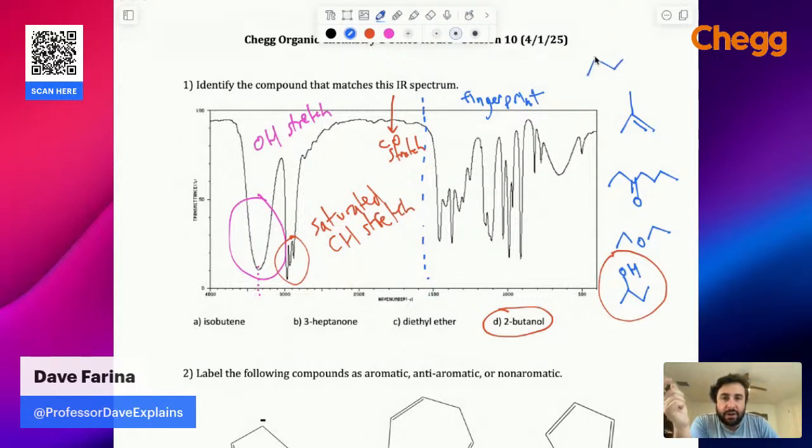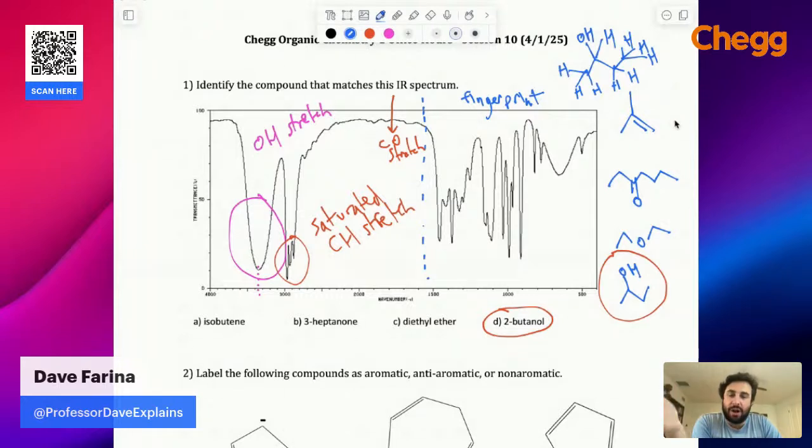This compound 2-butanol has a saturated CH stretch because it has saturated CH bonds, right? There is OH there, and then there's H there, and then there's 3 H's here, and there's 2 H's here, and there's 3 hydrogens here, right? So these are all saturated CH stretches. Those are bonds that are present in the compound. The hydroxyl group is also present in the compound, so that will give its own data. So you get data for all of the different functional groups that are in there.